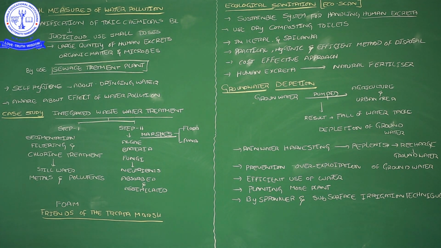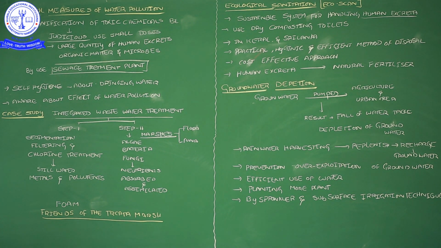At this point I will mention a Tamil movie of Surya, released one year back, in which he starts eco toilets. You see it in the beginning of that movie. So this is a sustainable system for handling human excreta: how to handle it, how to recycle it, and how to use it to produce other useful products.